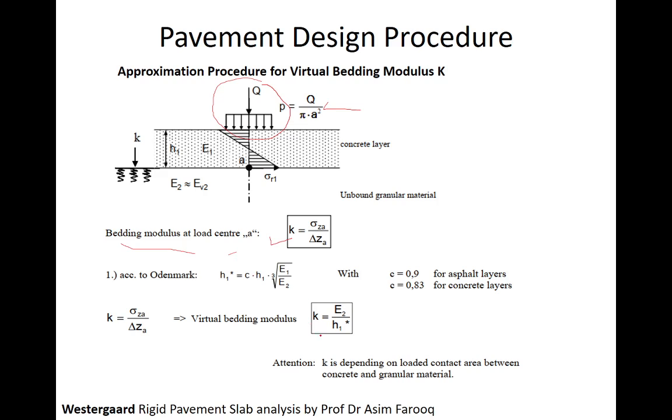According to the code, we can determine whether we have a bounded or unbounded layer. This is another type of assumption which we will try to understand in the coming slide. But for the time being, C is a coefficient which we consider as 0.9 for asphalt, while for the concrete layer we consider it 0.83. Here it is clearly mentioned that it's a concrete layer, so we will consider 0.83.